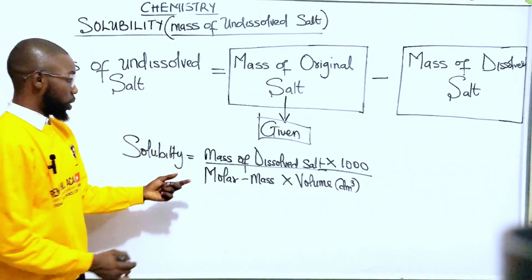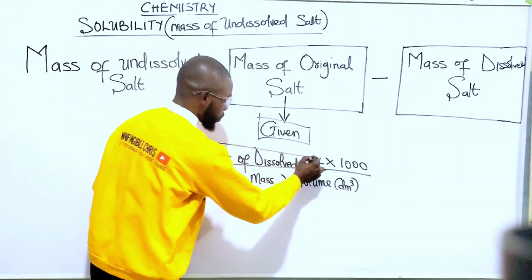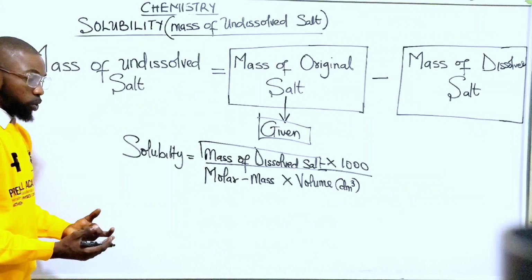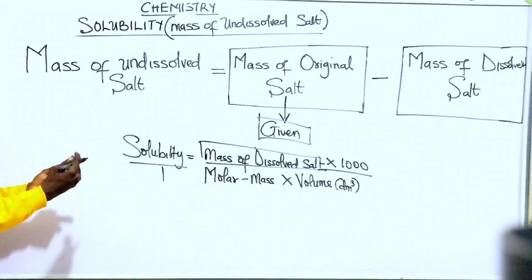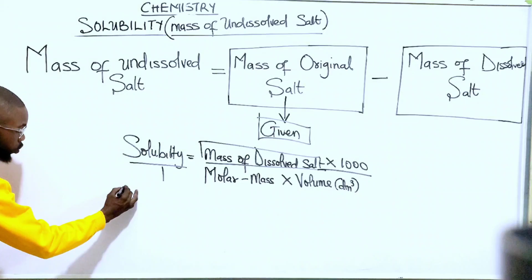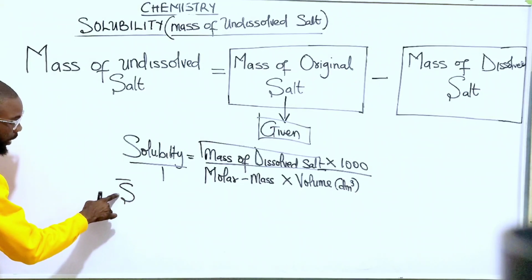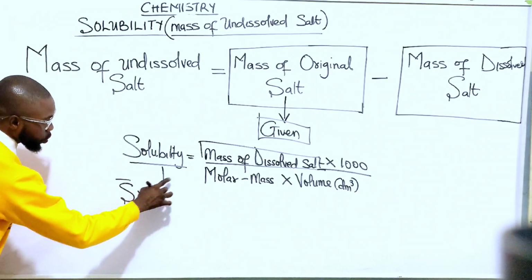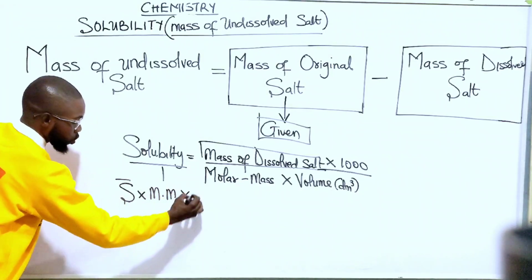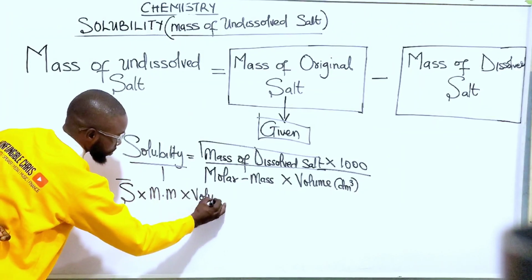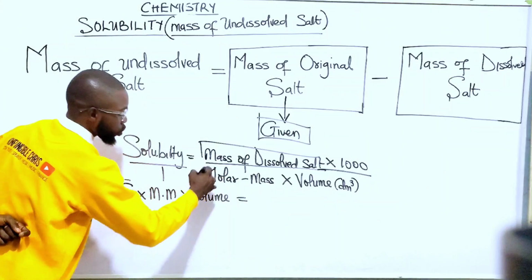So our job is to isolate the mass of the dissolved salt from the equation. How do we isolate the mass of the dissolved salt? If we cross multiply, it's going to be our solubility, let's use S for solubility, times the molar mass, times our volume, equal to what?